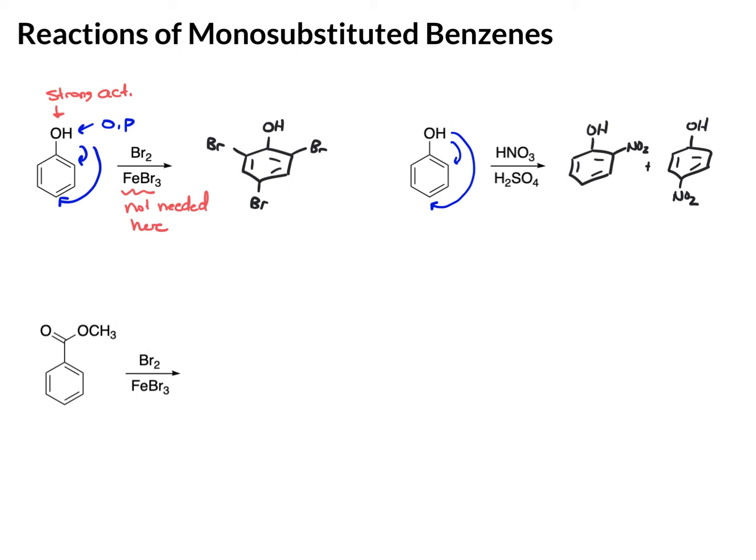Down here on the bottom left, we have a bromination of this. We have an ester on the ring, but of the ester, the carbonyl is directly attached. So because of that, this is a deactivating group, and this is a meta director. So that means this is going to direct the new bromine meta to itself.